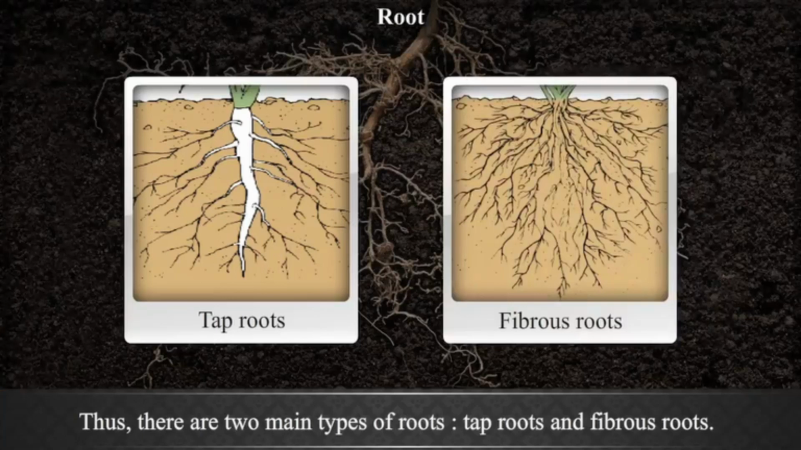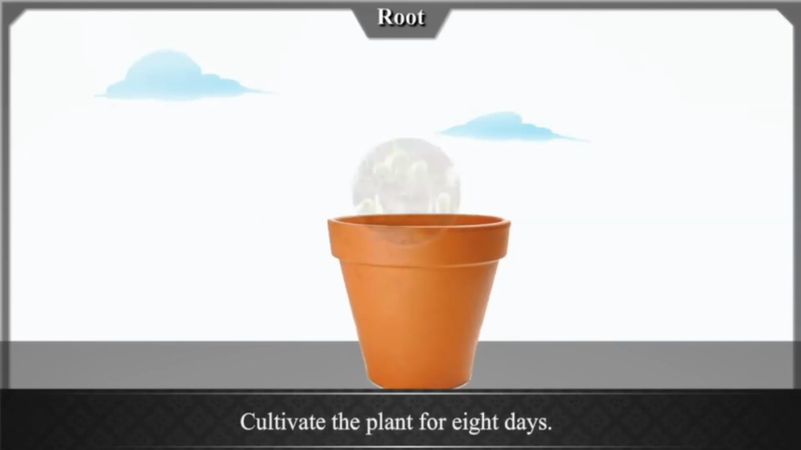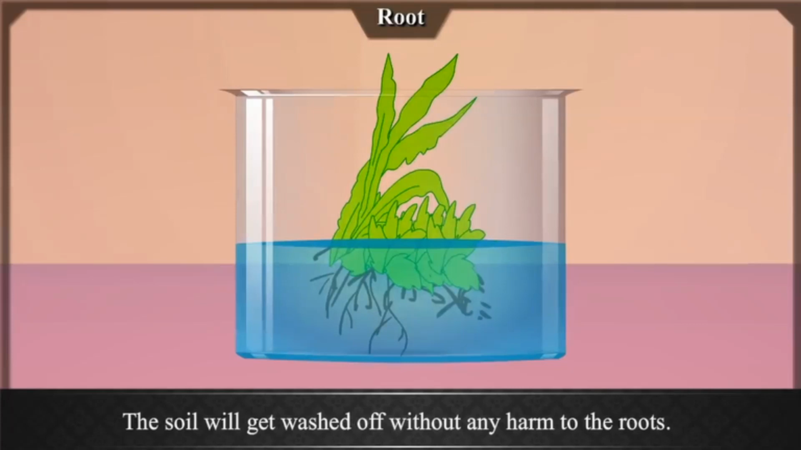3. Sow the seeds of plants like mustard, sorghum, that is jawar, maize, that is corn, pea, coriander, etc., in an earthen pot. Cultivate the plant for 8 days. Once the plants have grown, take them out gently and observe the roots carefully.